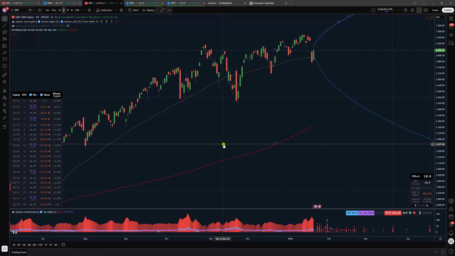trading everyday practice. All right, with that context in place, let's start with the first tool, the Options Overlay Pro, and how it brings real options data directly into your TradingView chart. Let's get started with that.